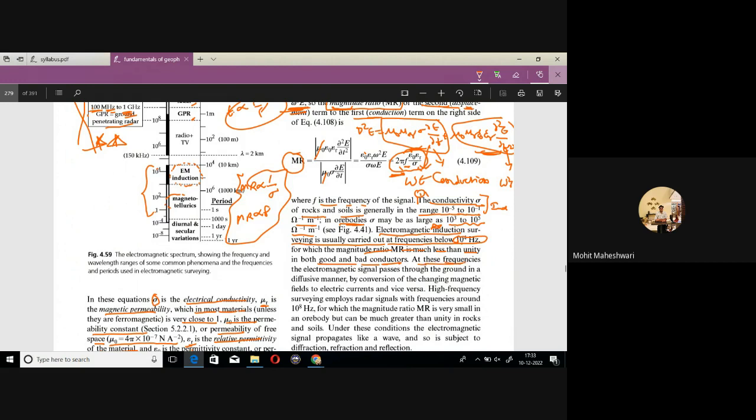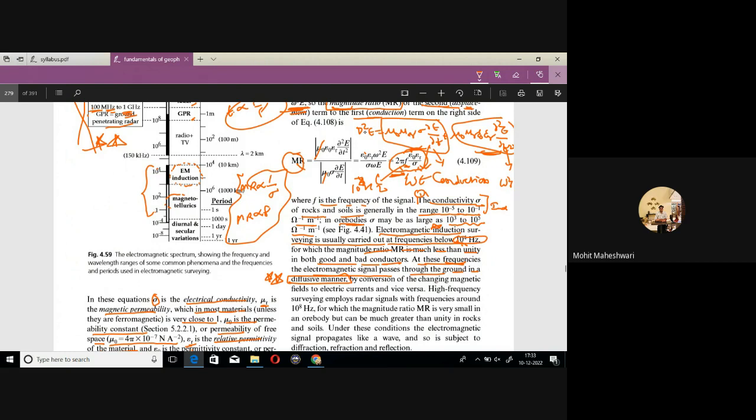At these frequencies, below 10 to the power 4 hertz, the electromagnetic signal passes through the ground in a diffusive manner. This is very, very important. Why is it diffusive? Because of the magnitude ratio for this condition, the condition in which the frequency is less than 10 to the power 4 hertz. Let's say 10 to the power 3 hertz, and you have a conductive body, then sigma will be 10 to the power 3 to 10 to the power 5.